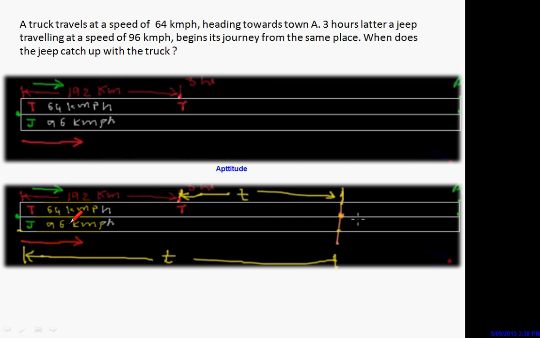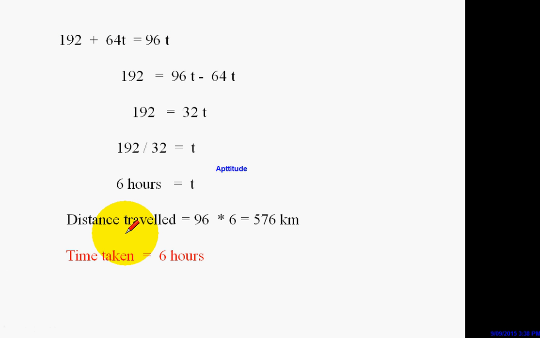The speed is 96 and the time is t. We do not know the time, so let us assume it as t hours. So 96 into t, that is 96t. Just equate these two things: 192 plus 64t is equal to 96t. Bring t to one side and the variables to the other side and calculate it. You'll get the value of t as 6 hours.